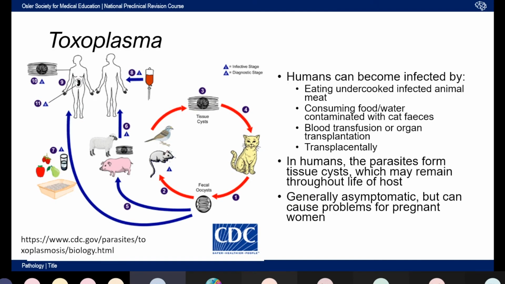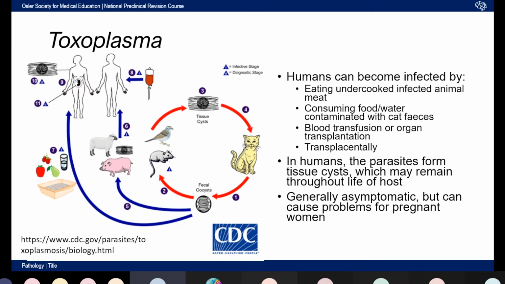So now to move on to some different parasites. The next one is Toxoplasma. This is a bit different to the others because humans aren't actually part of the replicative cycle. The main life cycle of the parasite occurs in birds, mice, and cats, but humans can become infected by eating undercooked animal meat or consuming contaminated food or water, and also transplacentally, so a fetus of a pregnant woman. In humans, the parasites form tissue cysts, which may remain throughout the life of the host.